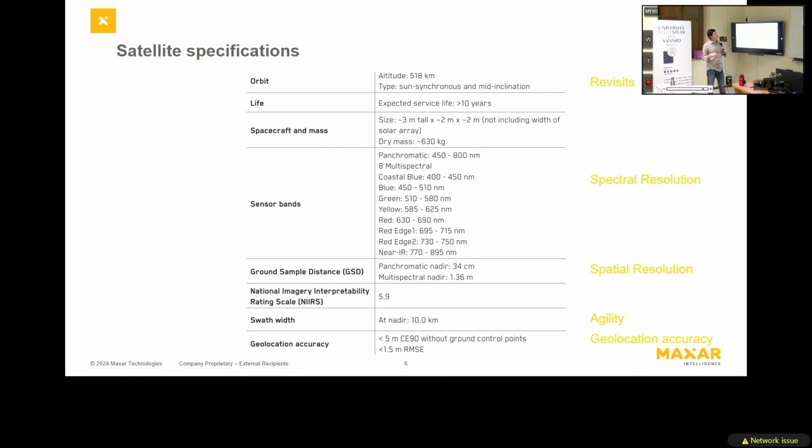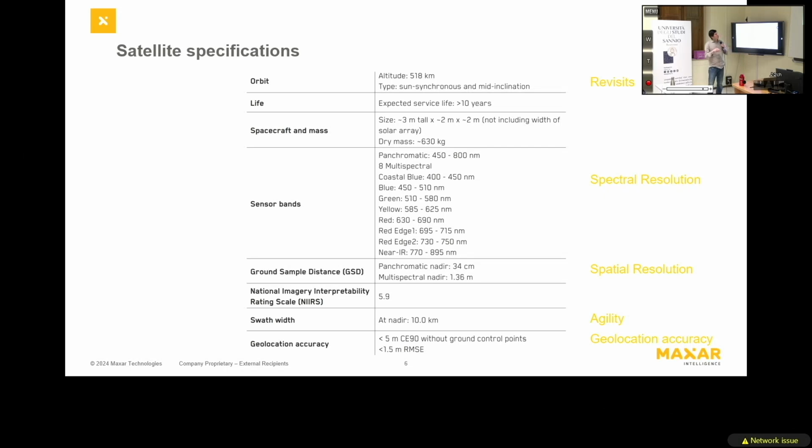Spectral resolution. Most of the satellites these days have either 4 bands or 8 bands. Generally, there's a panchromatic band with higher resolution but a much wider spectral response. And then other spectral bands, generally on the order of 50 to 60 nanometers. In Legion, there are 2 red edge bands that are really narrow, about 20 nanometers. The 2 red edge bands will allow better precision agriculture applications.